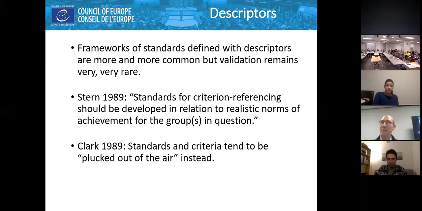But it's usually the case that there isn't a formal validation project up front. And that also means that they're often unrealistic. David Stern, one of the gurus who started the language department here, said in '89 that standards for criterion referencing should be developed in relation to realistic norms of achievement for the groups in question. And one of the problems is that standards are very often plucked out of the air by a bunch of people without thinking about developing them in a data-based manner in relation to real students by looking at the behavior of real students.